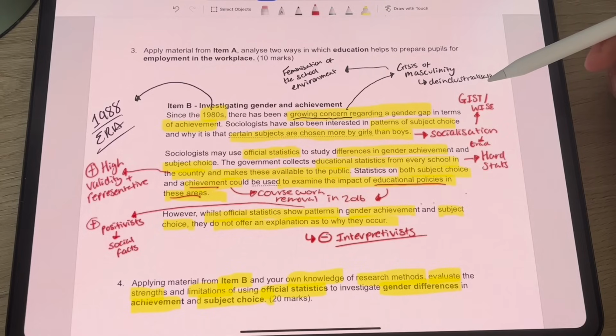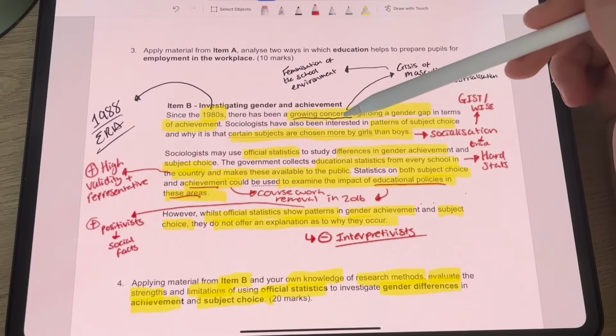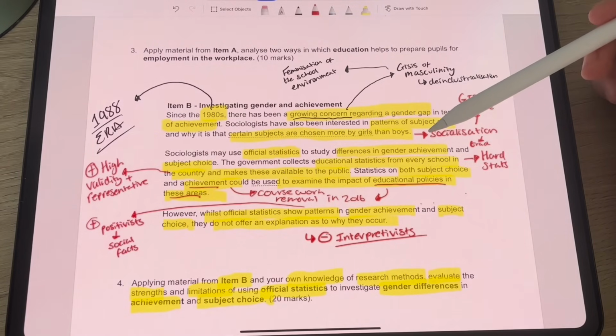There are now more women doing medicine at uni than men. And this can be a threat because traditionally men were the ones in the powerful roles. If women are now doing that and more women are increasingly becoming the breadwinners at home, the men are like, oh, that's a bit different. How do we respond to that? Crisis. Next paragraph. Sociologists may use official statistics to study differences in gender achievement and subject choice.